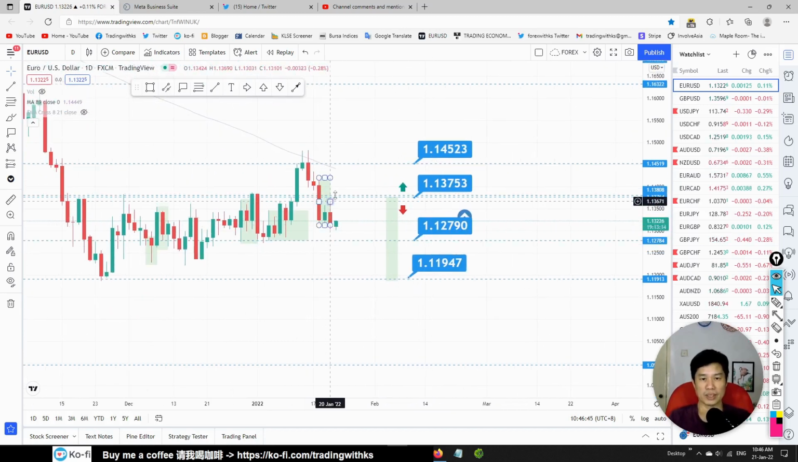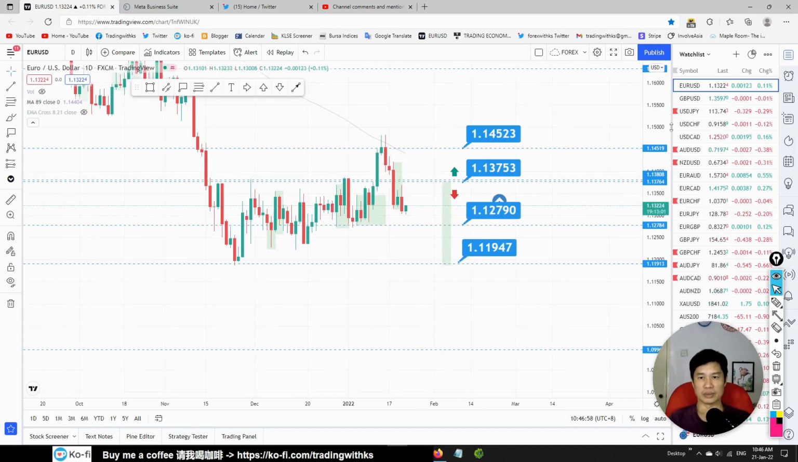We do have a pullback here already. So there is a possibility for you to sell towards this area and this area, because we have a pullback to retest and a breakdown. So there is a high probability that the price could go down.